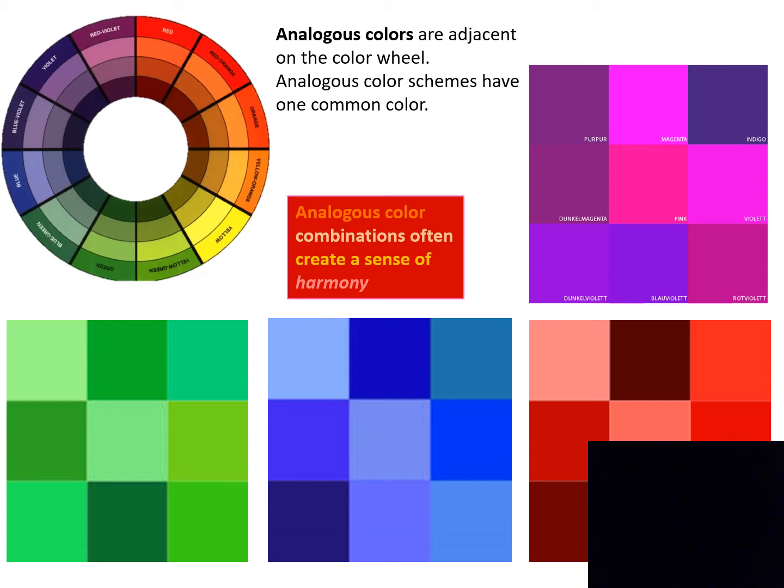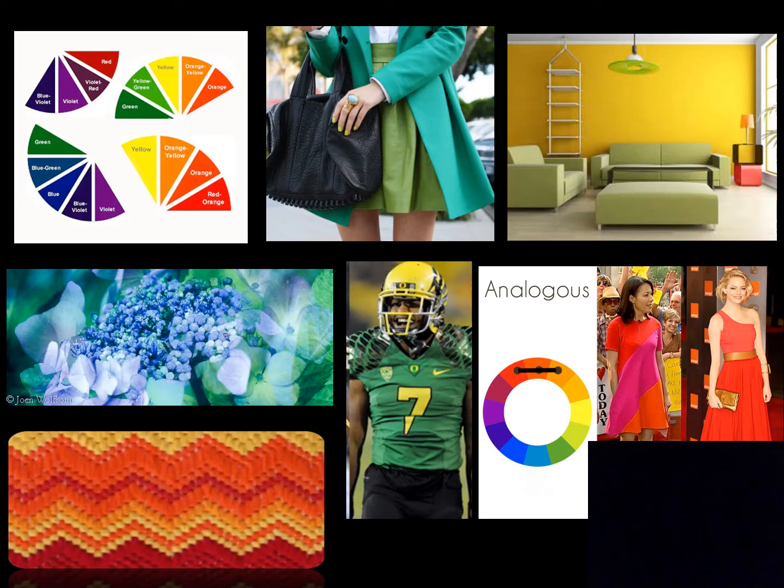Analogous colors are colors that have a certain color in common that are adjacent to each other on the color wheel. So for example, colors that all are sort of in the reddish, bluish purple area, purples that are all in the green, yellow, blue area. And analogous colors often create a sense of harmony. Analogous colors are used in interior design and clothing design and other applications because they tend to be pleasing color combinations.